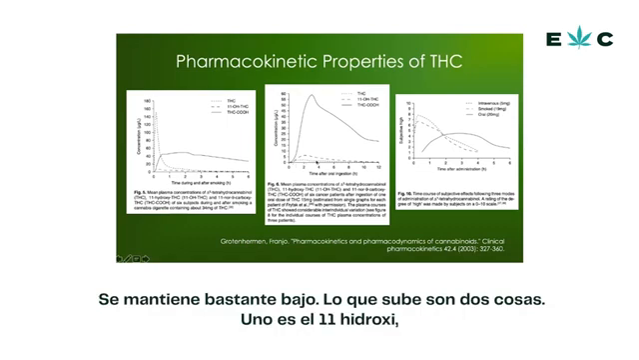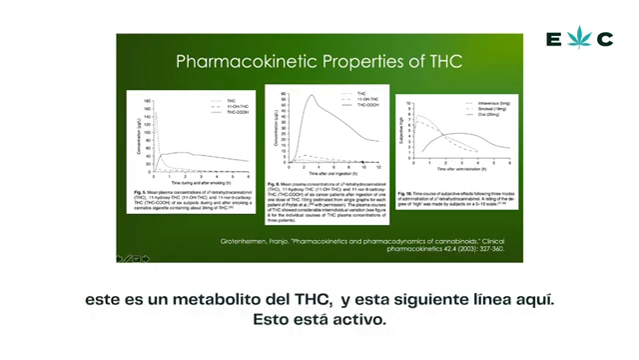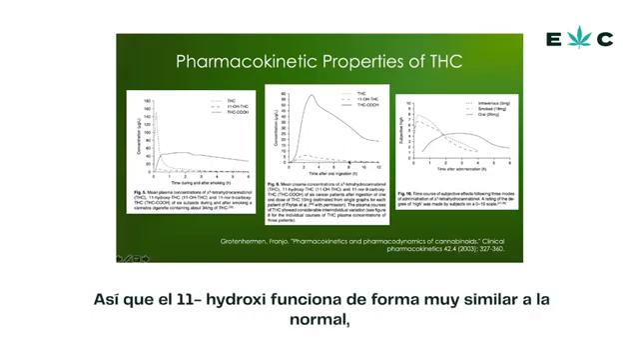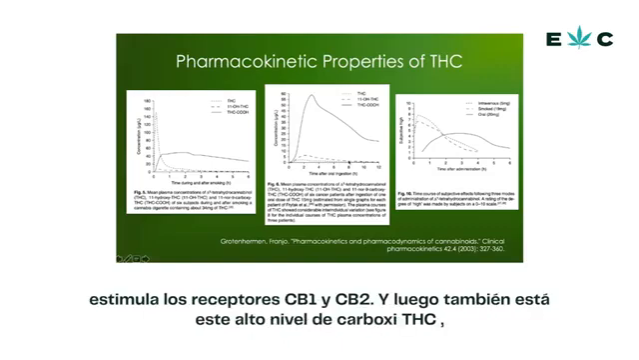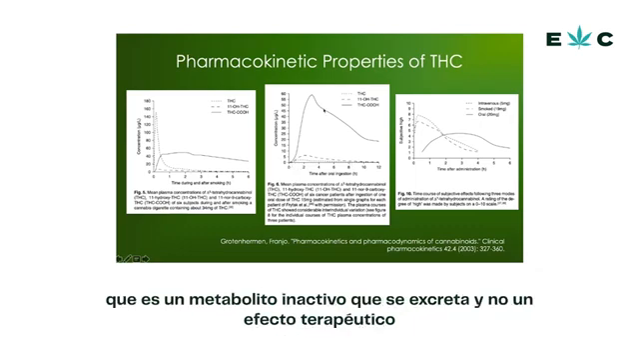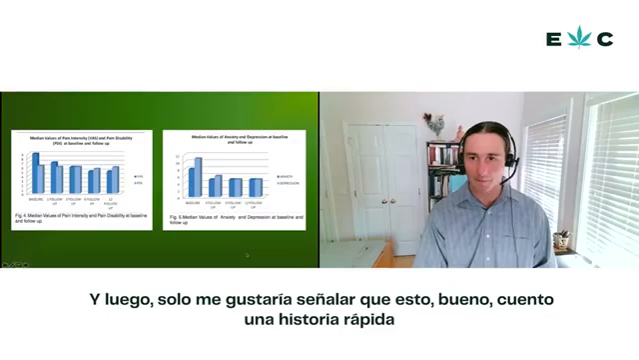What goes up are two things. One is the 11-hydroxy THC. This is a metabolite of THC, and this next line here, this is active. So 11-hydroxy works a lot like regular THC. It stimulates the CB1 and CB2 receptors. And then there's also this high level of carboxy THC, which is an inactive metabolite that gets excreted and does not have a therapeutic effect that we're aware of.